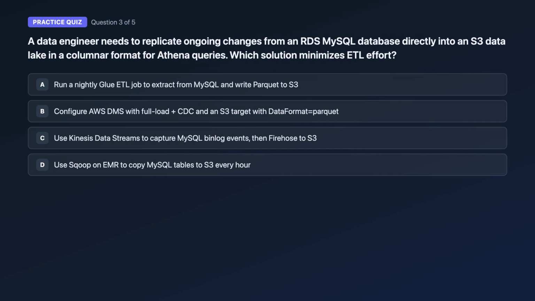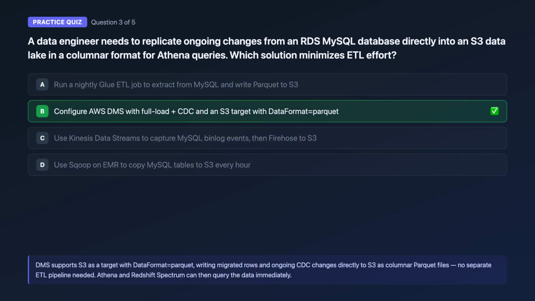Think about it. The answer is B, DMS supports S3 as a target with data format set to Parquet. Writing both the initial bulk load and ongoing CDC changes directly to S3 as columnar Parquet files. No separate ETL pipeline needed. Athena and Redshift Spectrum can query the data immediately. Just remember to tune CDC min file size so you don't end up with thousands of tiny files.